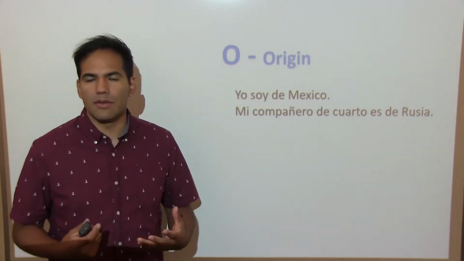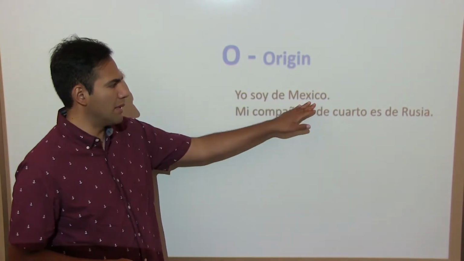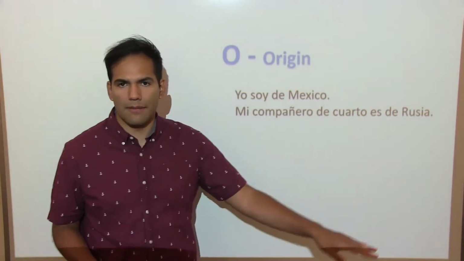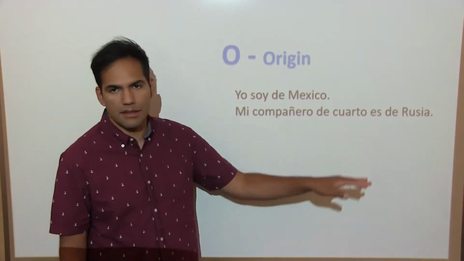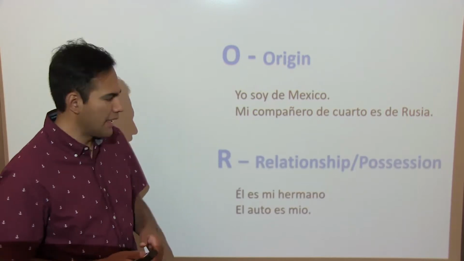When talking about where someone is from, we're always going to use the verb ser. For example, yo soy de México, or mi compañero de cuarto es de Rusia. So I'm from Mexico and my roommate is from Russia. Origin is always going to need ser.